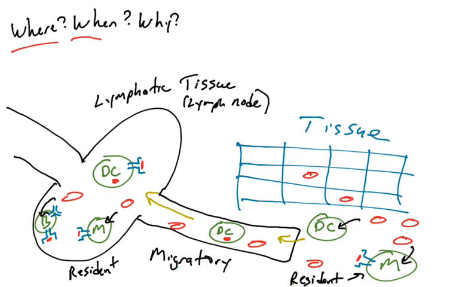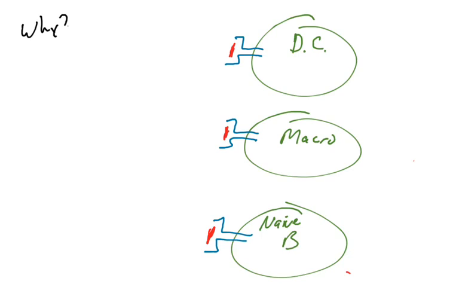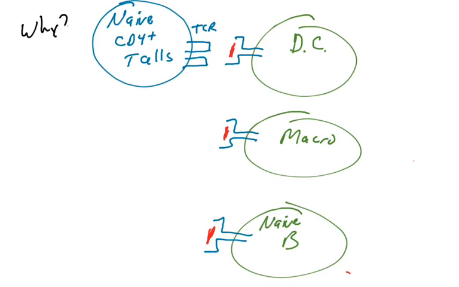Why do these cells present peptides that they have ended up taking in by phagocytosis or other receptor-mediated processes? Why do they present them to T cells? That's a great question. So the first thing we can talk about is the function of dendritic cells in their MHC class 2 presentation properties.